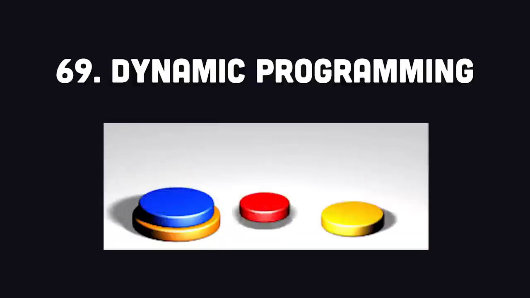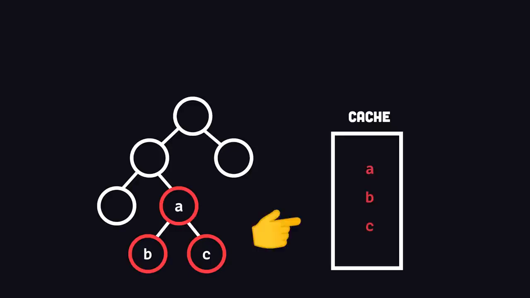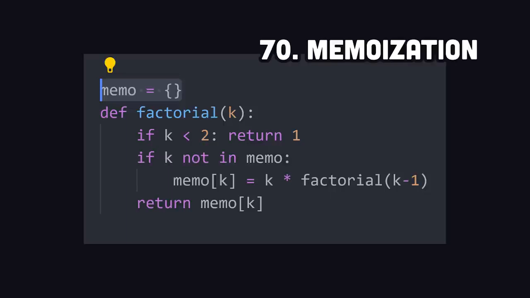Another option is dynamic programming algorithms, where a problem is broken down into multiple smaller subproblems, and the result of each computation is stored for later use, using a technique called memoization. That means if a function has already been called, it will use the existing value instead of recomputing it again from scratch.